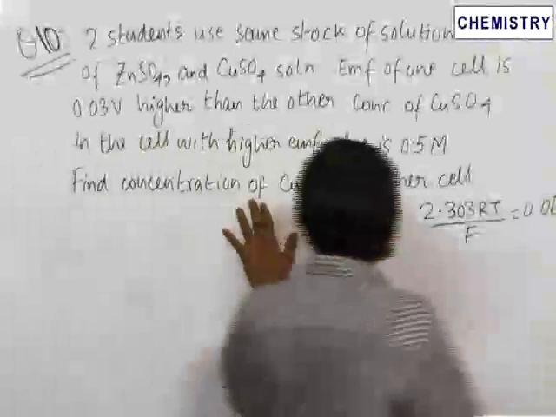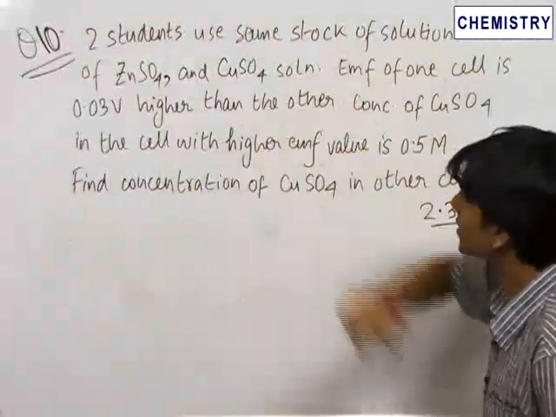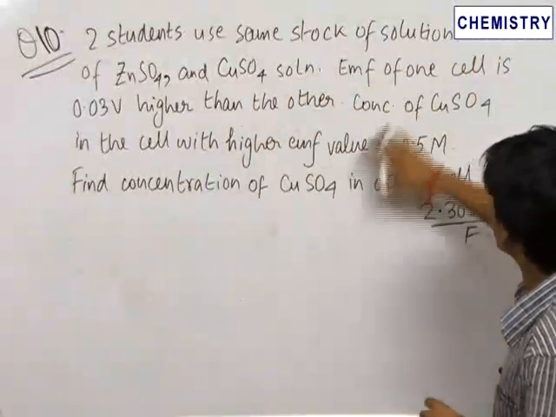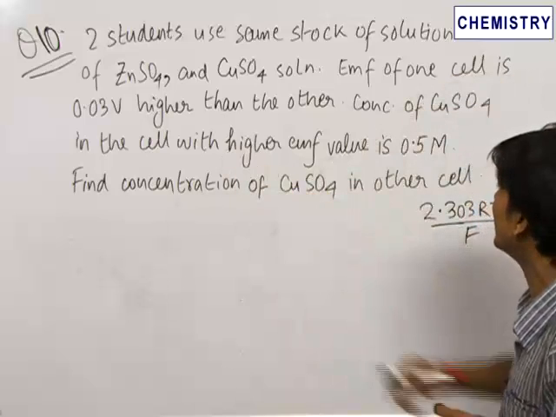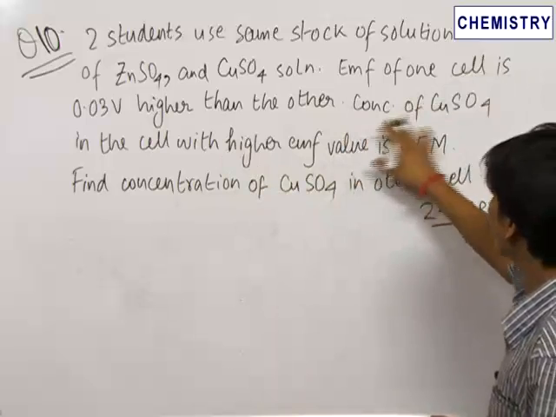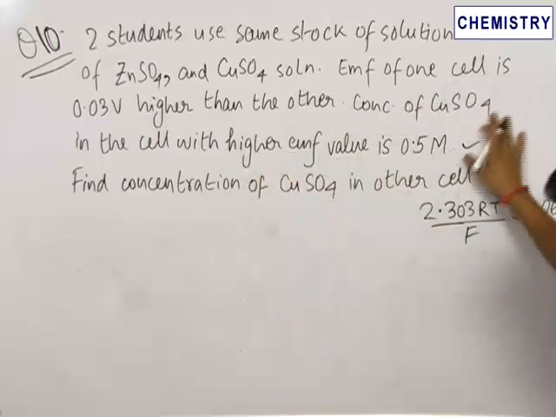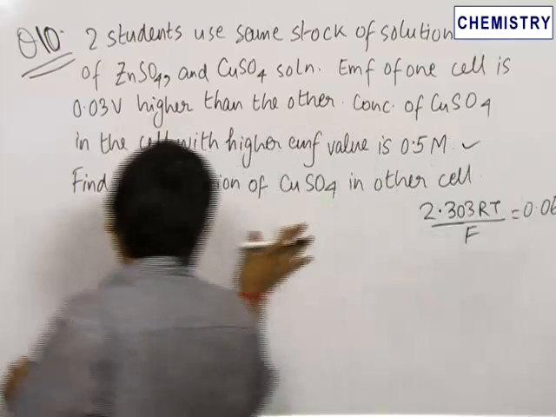In the 10th question, we have been given that two students take the same stock of ZnSO4 solution and they also take a CuSO4 solution. The EMF of one cell for one of the students is 0.03 volts higher than the other, and the concentration of the CuSO4 in the cell with high EMF value is given to be 0.5 molarity. We need to find out the concentration of CuSO4 in the other cell.